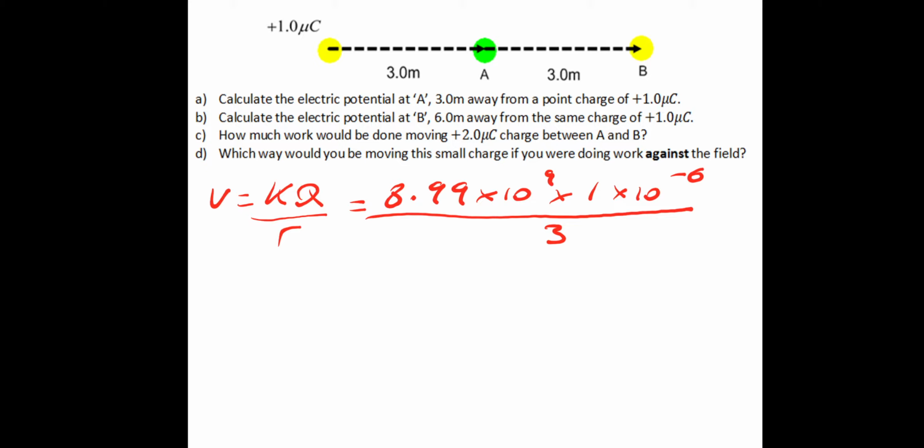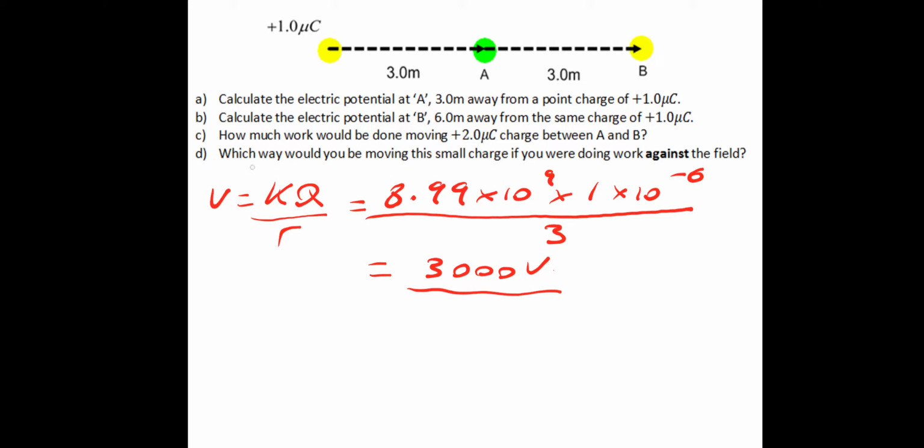And that gives us, if you calculate that, 2,996 point recurring 6 joules per coulomb, or volts. What I'm going to do is just say 3 kilovolts, or 3,000 volts. Don't worry if you've not rounded up. If you've got 2,997, that's perfectly fine.